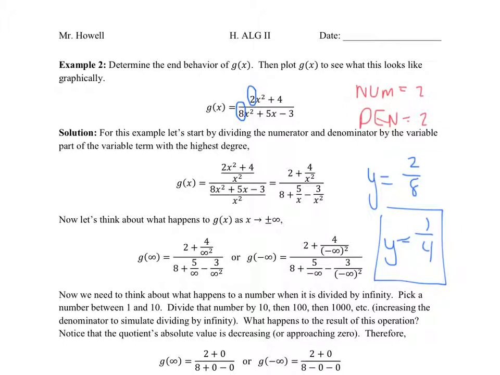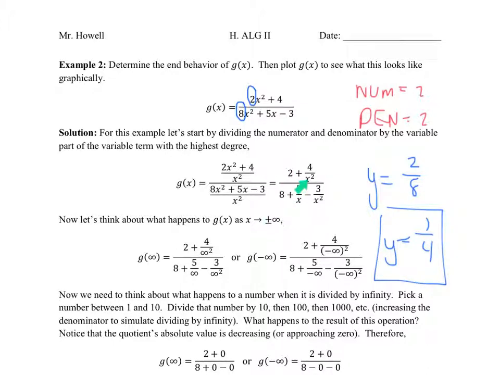Now, take a look at what I've done here, please. I've looked at the highest degree. I've noticed it's x squared. I took that second approach. If I divide everything by x squared, this becomes 2. Divide this by x squared, it's 4 over x squared. Divide this by x squared, it becomes 8. Divide this by x squared, it becomes 5 over x. Divide this by x squared, it becomes negative 3 over x squared. So this is another way to represent the same function from up here at the top. This original function could be represented this way.